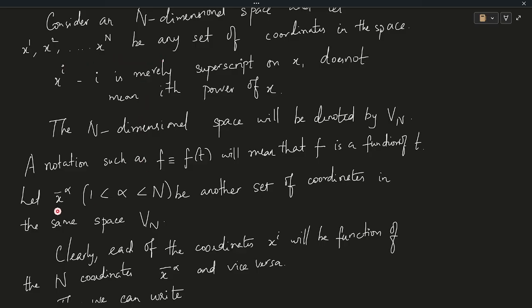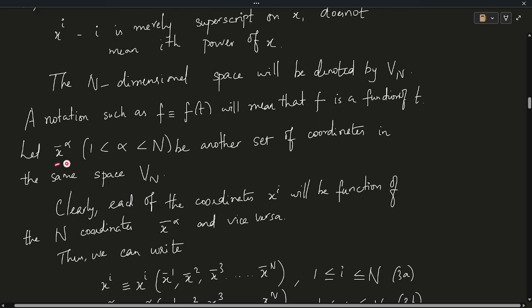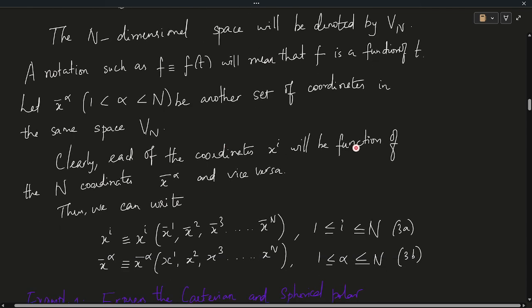Then we can write it as a general notation x bar alpha, because we can write x bar 1, x bar 2, ..., x bar n, which also exist in the same space Vn. We can use this notation x bar alpha to say this is the conventional set of coordinates and this is the new set of coordinates. This is the common notation, x bar alpha. Clearly, each of the coordinates xi will be a function of the n coordinates x bar alpha.